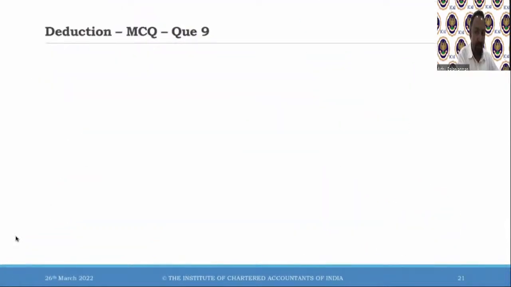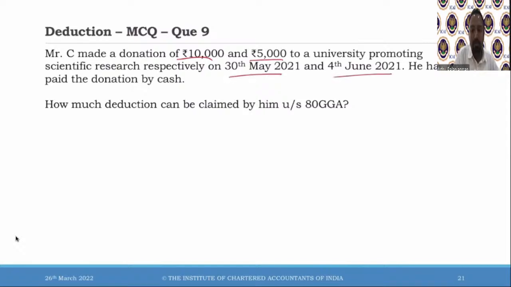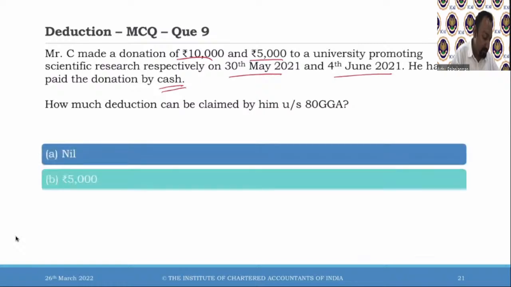Question number 9. C has made a donation of 10,000 and 5,000 to a university promoting scientific research on 30th May 21 and 4th June 2021. How much deduction can be claimed under 80GGA? Now, he has paid the donation by cash. So, how much is only allowed? Only 2,000 is allowed. So, this 10,000 is also not allowed. This 5,000 is also not allowed.